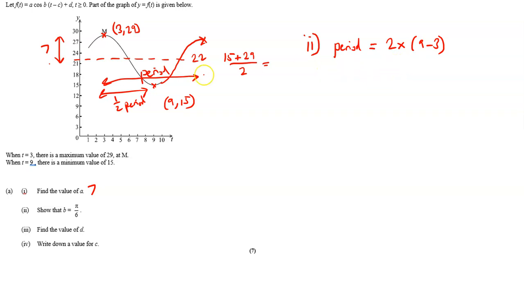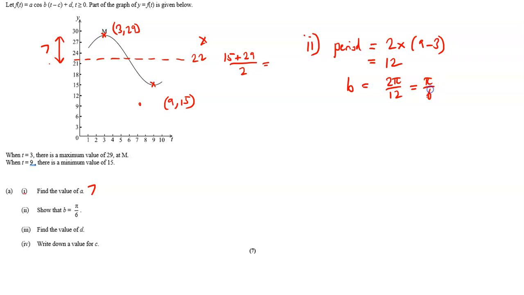But this line of work on the right is all you would need to write to guarantee that you get those marks. I think 15. Sorry, it's not all you need to write. So the period is 12, and then we would say that B equals 2 pi over 12, which equals pi over 6. So we've shown that pretty comprehensively there. Find the value of D. Well, D refers to the vertical translation, which you can see how we found that before. We can see D equals 22.